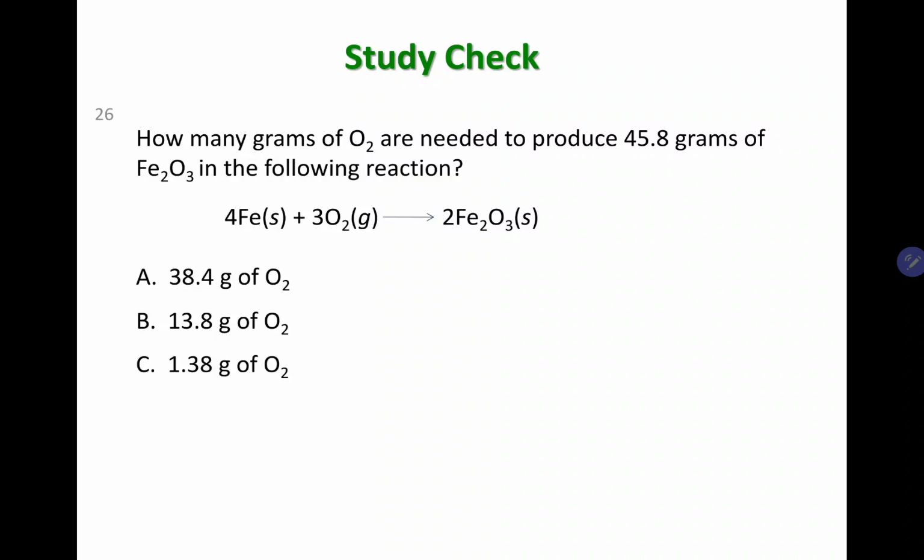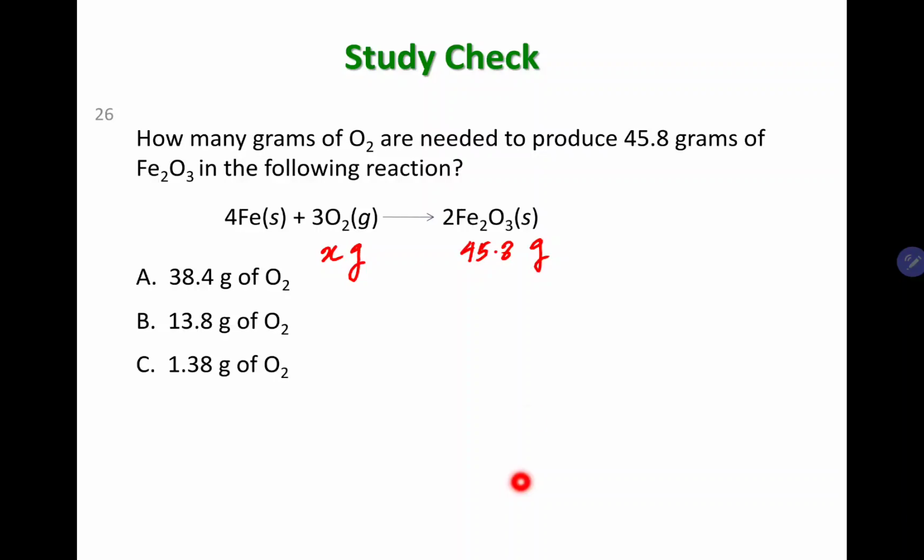So this is a reaction between iron and oxygen generating iron 3 oxide. So you have 45.8 grams of iron oxide. Well done. And the other important thing is how many grams of oxygen you need. So you want to calculate the grams of oxygen you need.